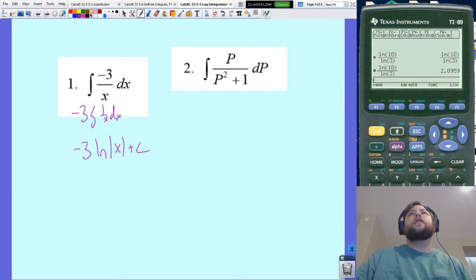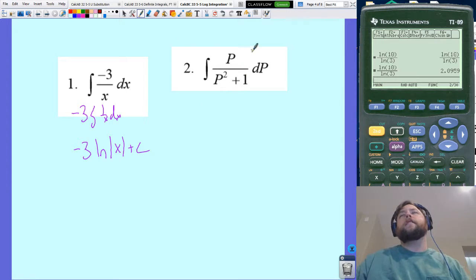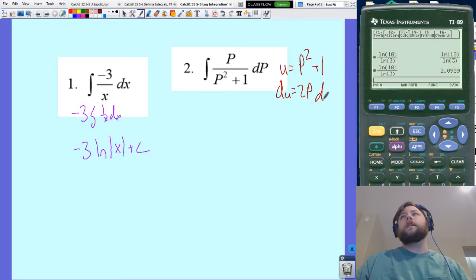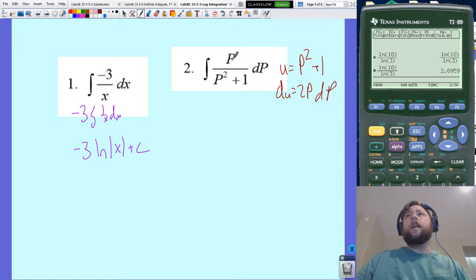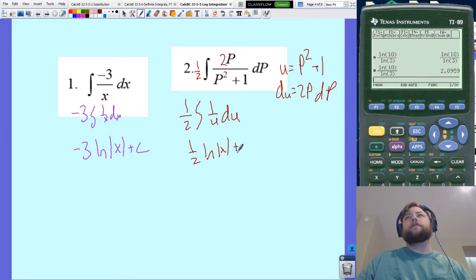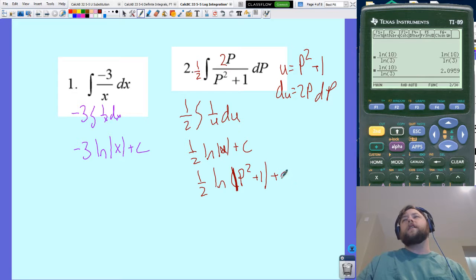Pretty easy. This one, even though it looks weird with p's, just treat them like x's. This would be a u sub in this case, so u is p squared plus 1, and that means my du would be 2p dp. I have a p dp, so I need to make a 2 and then multiply by 1/2. So when I do my u sub, I get 1/2 the integral of 1 over u du, which is 1/2 ln of the absolute value of u plus c. So 1/2 ln of the absolute value of p squared plus 1 plus c.